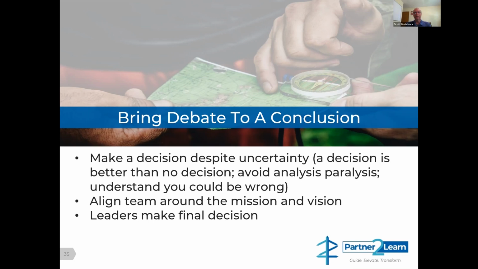And then align the team. So alignment is important around the mission and vision. So whatever decision you make, make sure it's aligned with your mission and vision and your values. If it's not, that can be destructive. And in the end, leaders make the final decision. Leaders have to lead. Make that decision.